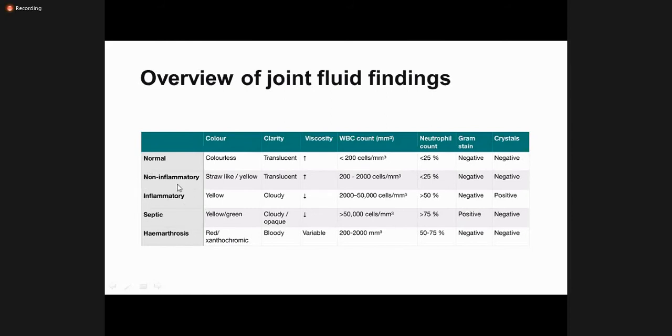Now, in case of non-inflammatory diseases, we will discuss which diseases are called non-inflammatory. What would be the color of the fluid? It would be yellow or straw-like, and it appears clear, the viscosity would be increased, and the WBC count can range up to 2000, while the neutrophil count is less than 25%, which is normal. Gram stain is negative and crystals are negative. Can you name any non-inflammatory joint diseases?